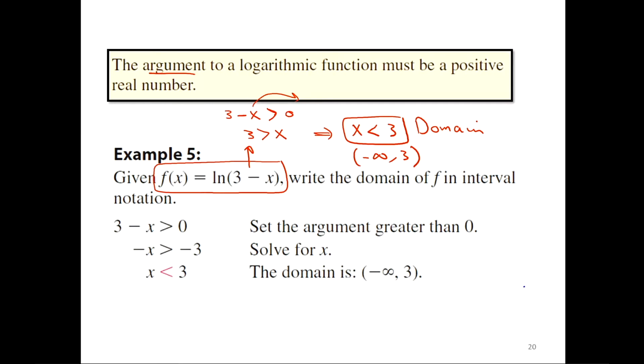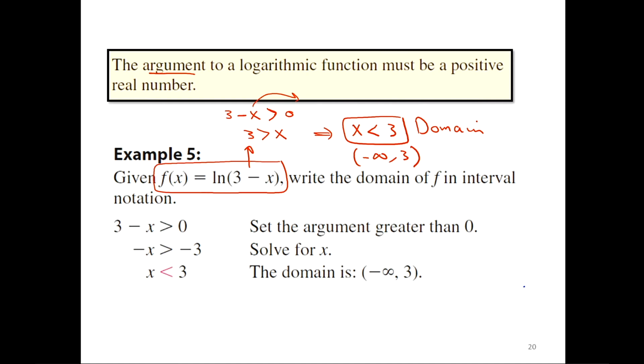What's the meaning of x less than 3? Less than 3 down to minus infinity. So any value from minus infinity to 3 can be substituted in f of x. But any value that makes the inside of the ln negative is not in the domain. Okay, any question?